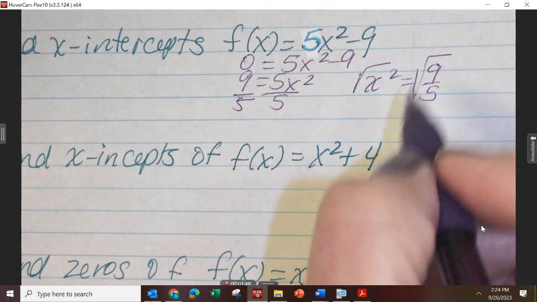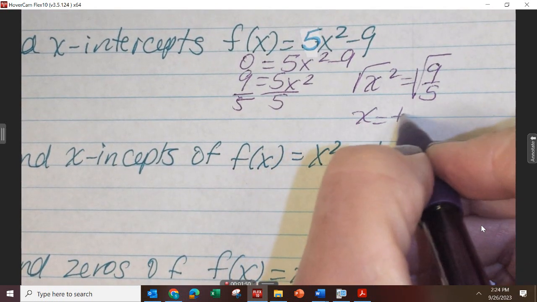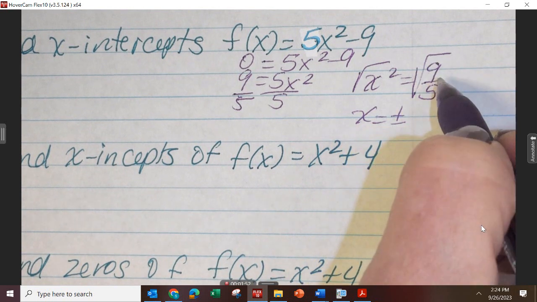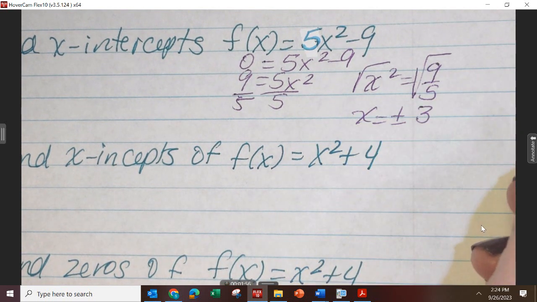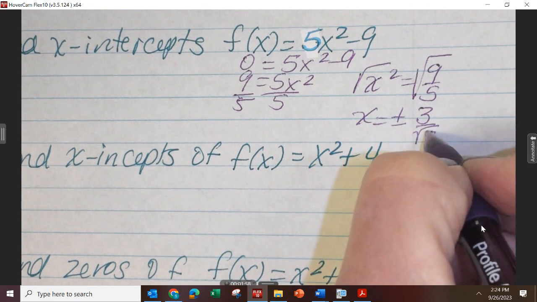And I wanted to show you this part right here. I have to put plus or minus. What's the square root of 9? 3. Can we take the square root of 5? No, so we're just going to leave it radical 5.